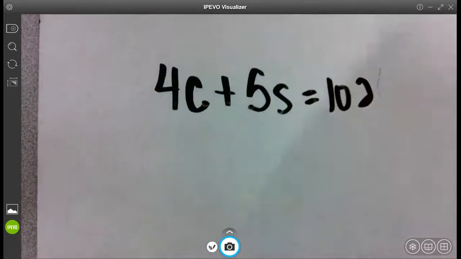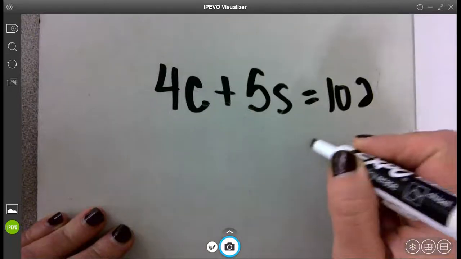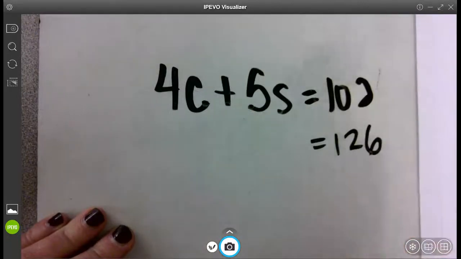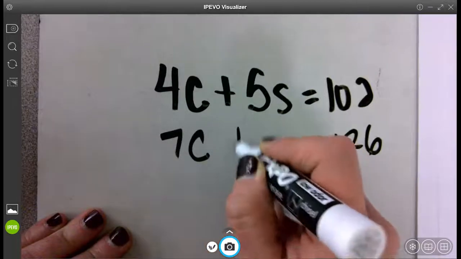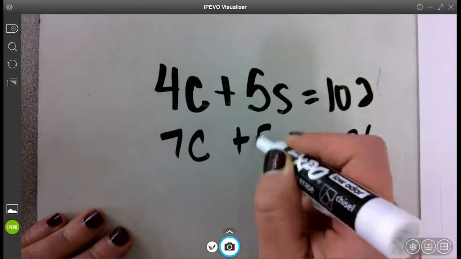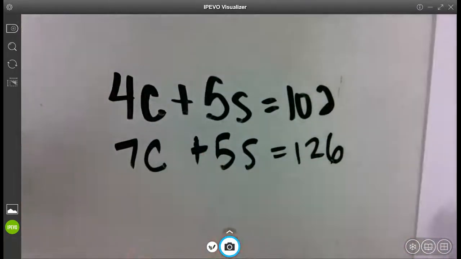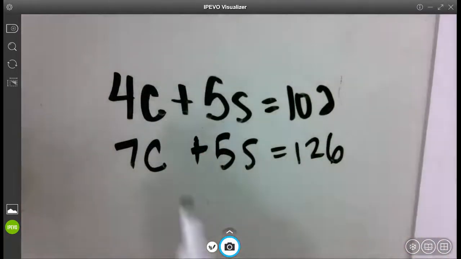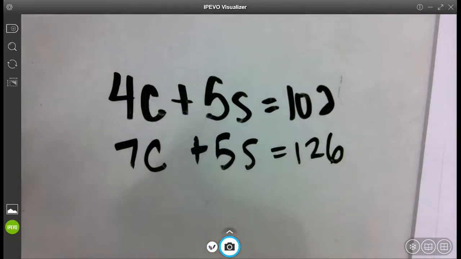And then they said also the school took in $126 on the second day, so that's a total, by selling 7 senior citizen tickets and, which is plus, 5 student tickets. So I would use elimination. You can use substitution, but you'd have to get C by itself or divide by 5. So I would just use elimination for this one.